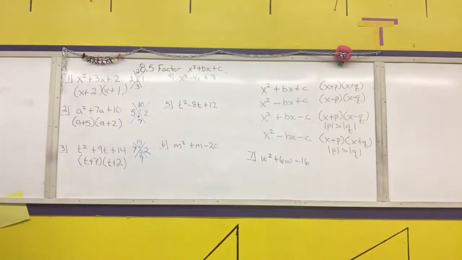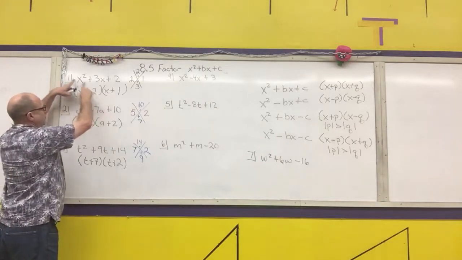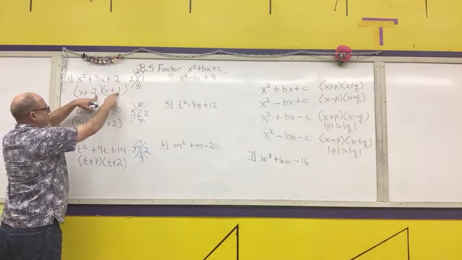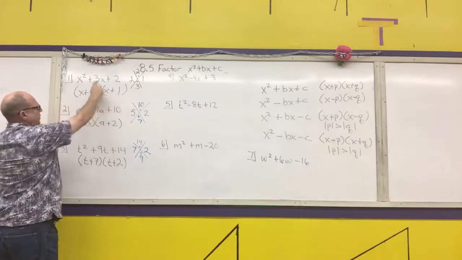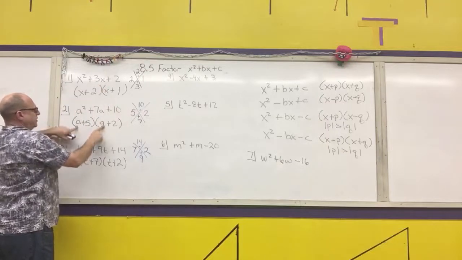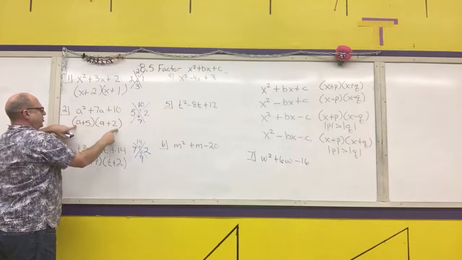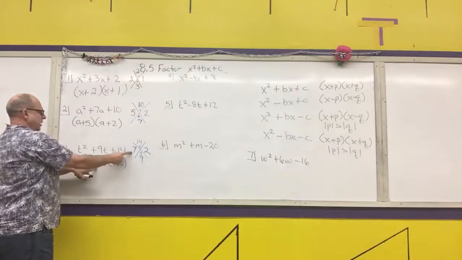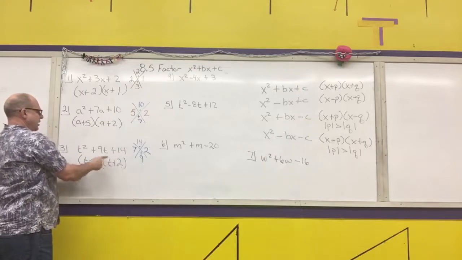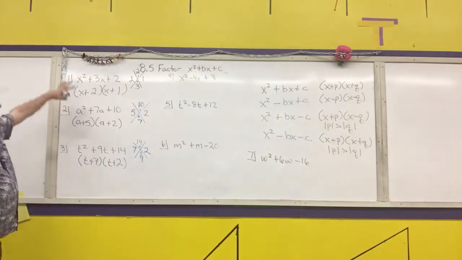The way you can check to see if your answers are correct is just FOIL them back out. X times x is x squared. Then I do the last term, 1 times 2 is 2. Then I add the middle terms. 2x plus 1x is 3x. A times a is a squared. 5 times 2 is 10. 5a plus 2a is 7a. T times t is t squared. 7 times 2 is 14. 7t plus 2t is 9t. So these are all positives.